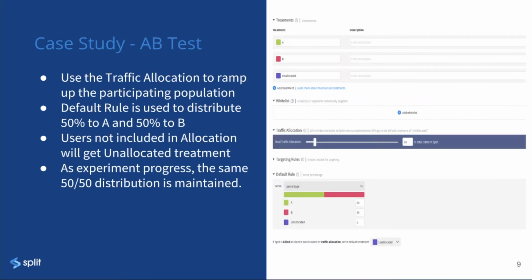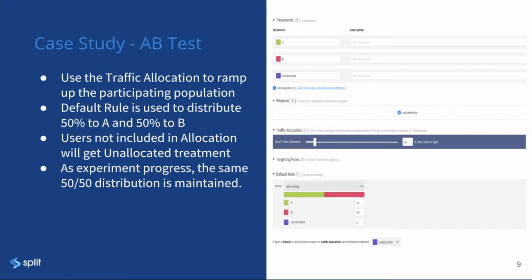So we'll show here how to use targeting for an A/B test case study. First, we use two treatments, one for A, one for B. We can also use the traffic allocation bar so that we start with a small percentage of the population and then increase it as the experiment goes on. We only need to use the default rule here, and we can split the population into 50 and 50.